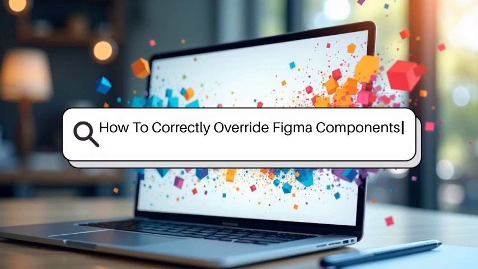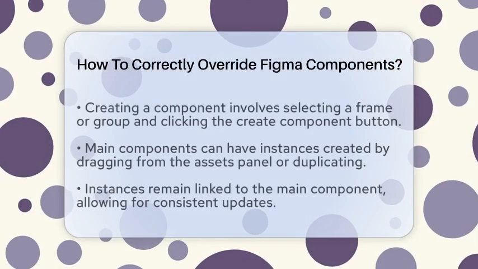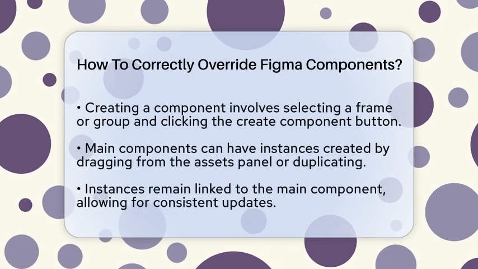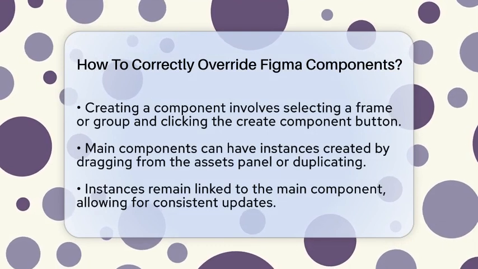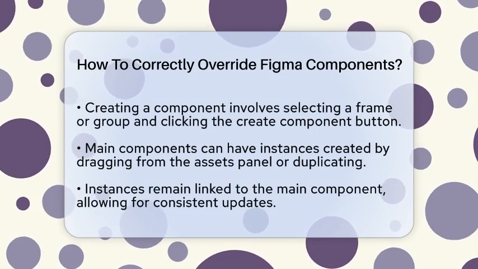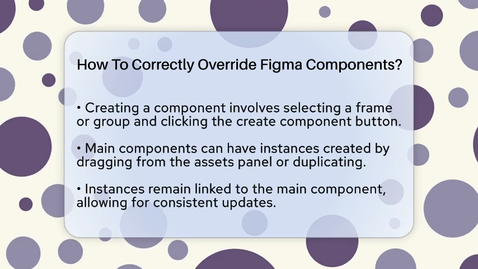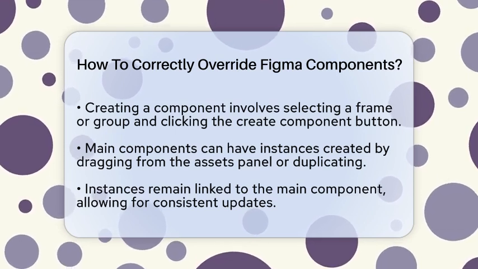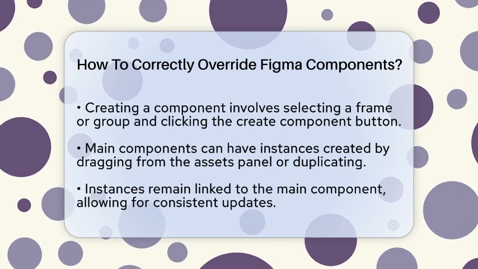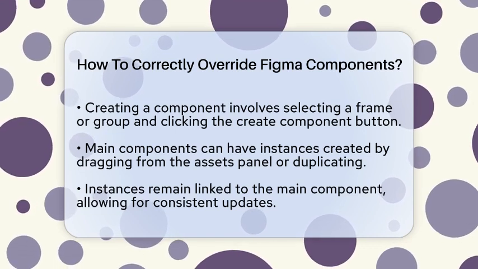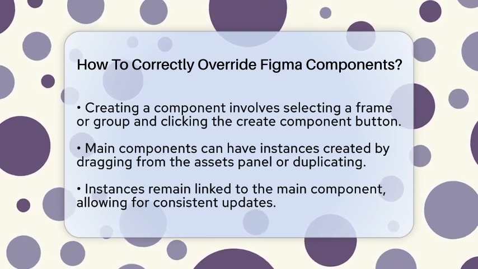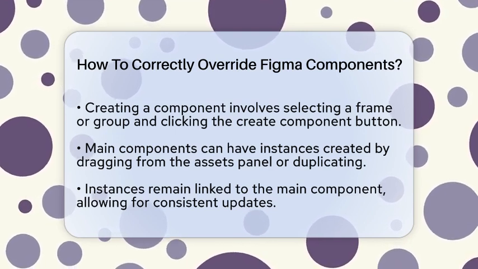How to correctly override Figma components. Imagine you have a set of buttons or icons in your design system, and you want to customize some of them without losing the connection to the original. That's where overriding Figma components comes into play. It's a way to make specific changes to instances of a main component while still keeping those updates linked to the original. This makes your design process faster and keeps everything consistent.